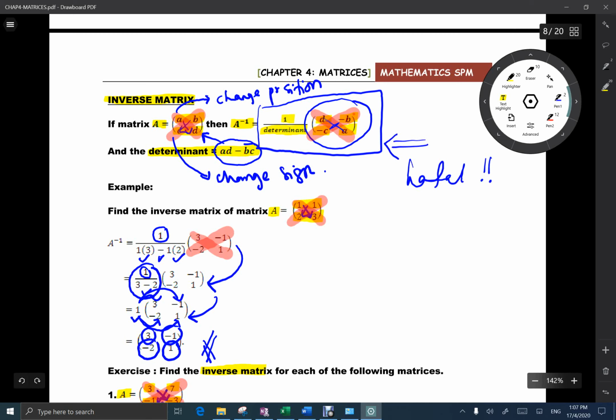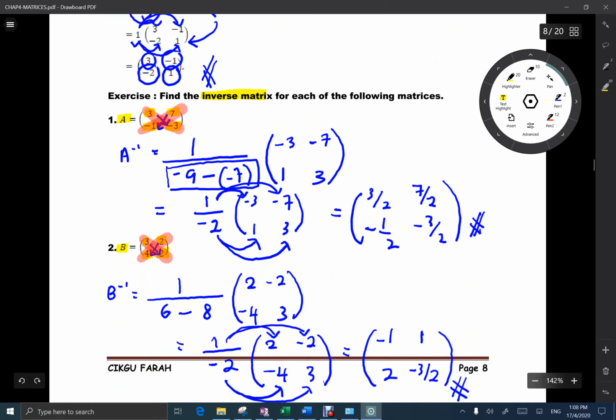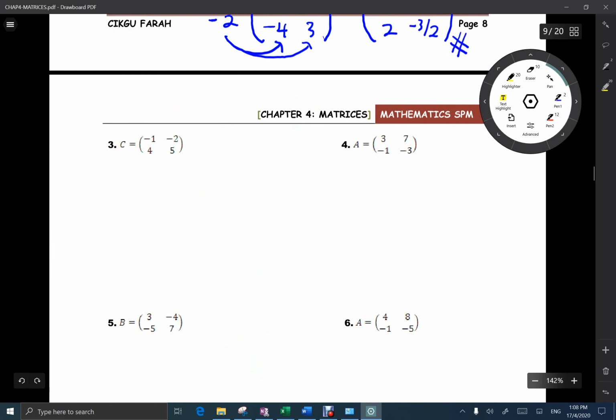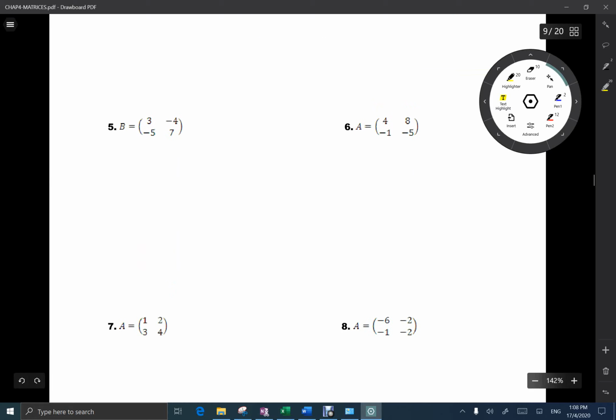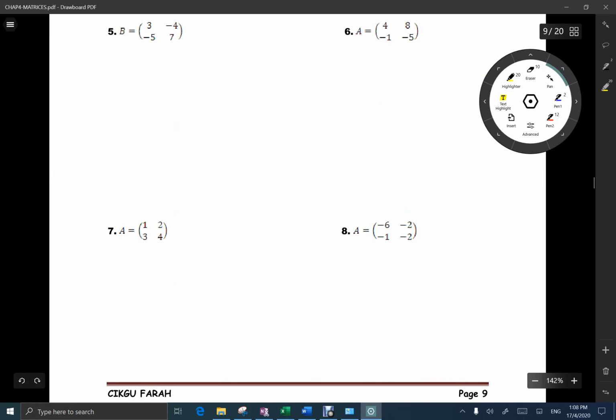Okay, girls. So, sampai sini je lesson hari ini. So, nanti kita akan sambung the next lesson. So, as usual, you need to do the exercise. Okay, 3, 4, 5 and... ada sampai 8 lah. Okay, so 3, 4, 5, 6, 7 and 8.